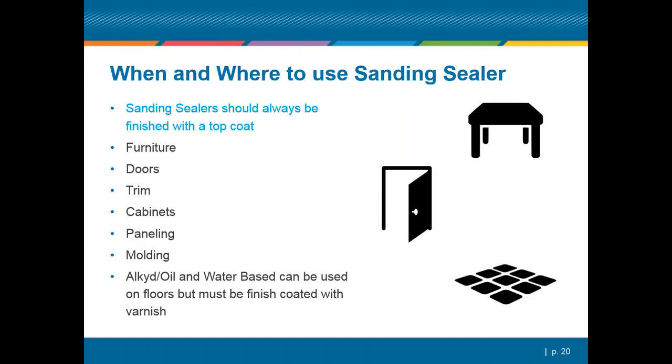Alkyd oil and water base can be used on floors, but must be finish coated with varnish. There again, it's important that we are paying attention to systems here and make sure that we have the appropriate sanding sealer lined up with the appropriate varnish or the appropriate substrate. So some of these, as you look on the label, may say that they're not recommended for floors, but for the most part, most of the varnish finishes can be used on floors the same way polyurethane finishes can be used on floors.